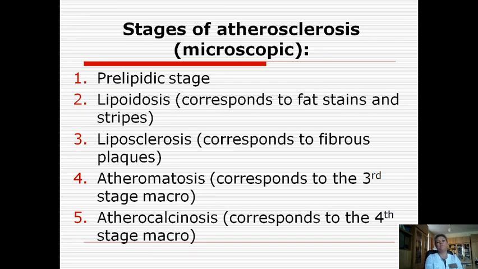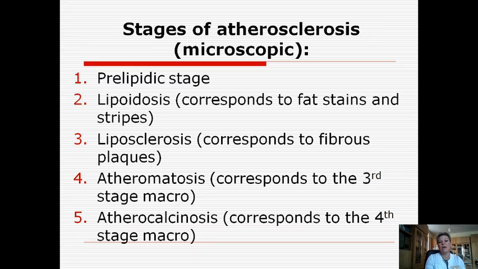What about microscopic or histological stages of atherosclerosis? I told that we see 5 stages. First stage, prelipidic stage. Anatomically, we can't see some changes, but we see increase of vessel wall permeability. In the next stage, lipidosis corresponds to fat stains and strips. We see accumulation of cholesterol fats in the intima of the artery.